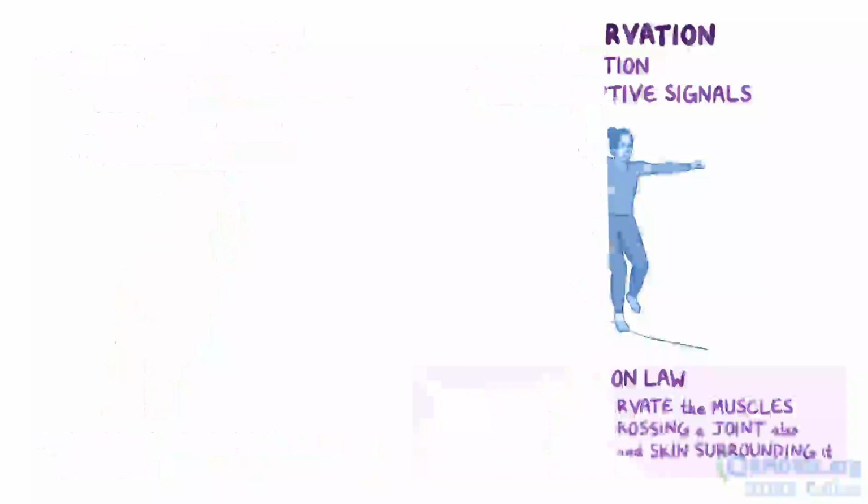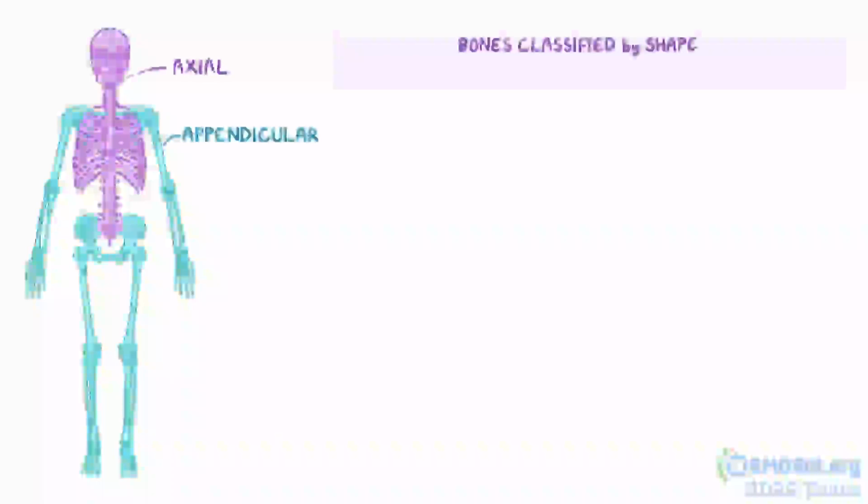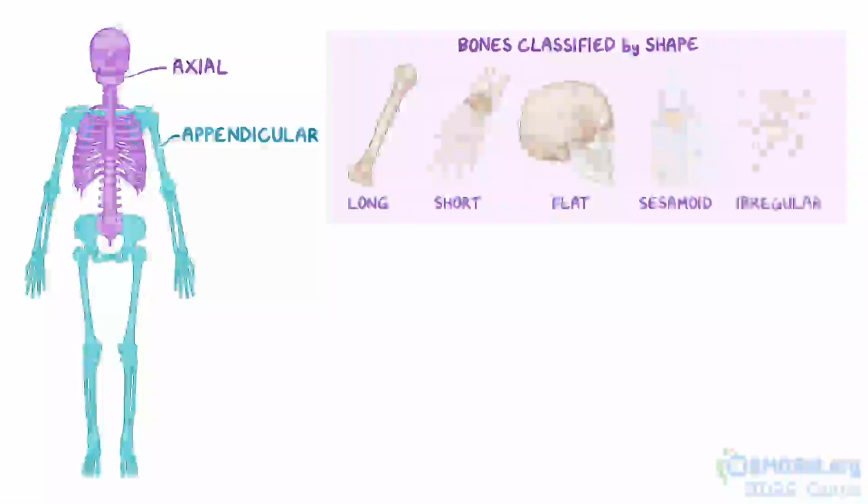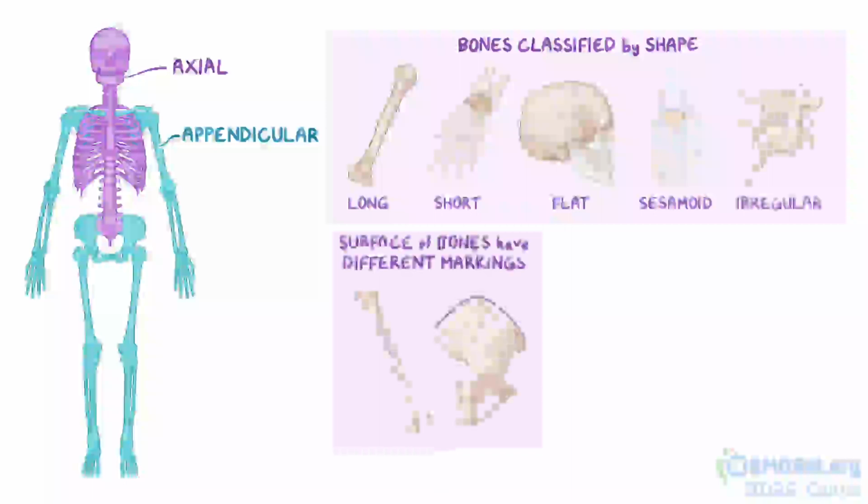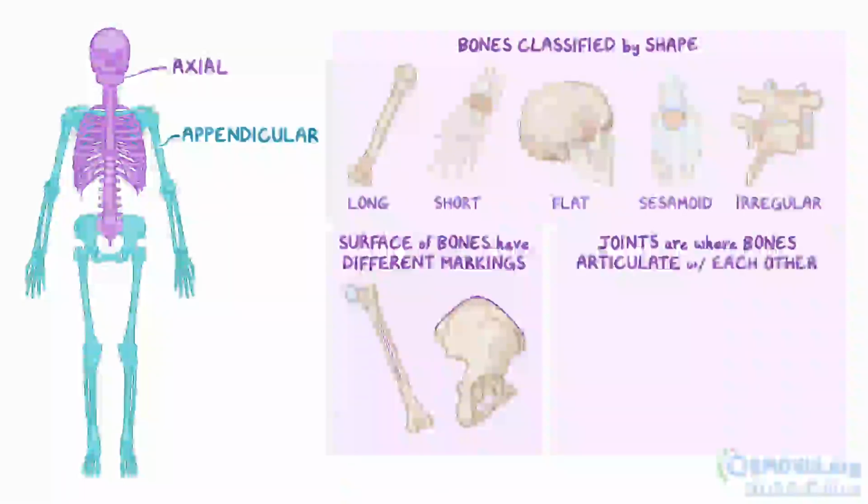Alright, as a quick recap, the human skeleton is made up of axial and appendicular bones. These same bones can be further classified based on their shape into long, short, flat, sesamoid, and irregular bones. The surface of bones have different markings, where they come in contact with other bones, blood vessels, and muscles. Joints are where bones articulate with each other, mainly to allow for movement, and they're classified into fibrous, cartilaginous, and synovial joints.